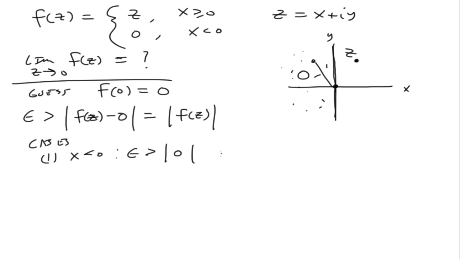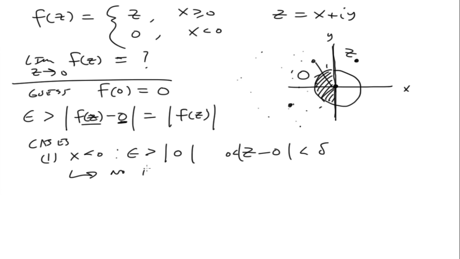So if I want to find a neighborhood around my point 0, anything on this side, I have no restriction on delta because I can make delta anything. So z minus 0 could be anything, and it doesn't matter because it's all getting mapped to 0. So no matter where I am on this side of the z-plane, I always go to 0, so I'm always arbitrarily close to my candidate limit. So no restriction on delta.